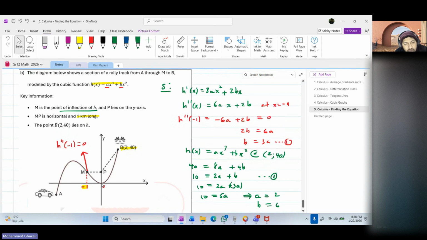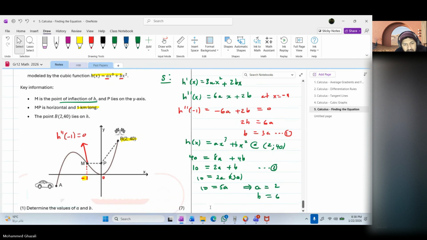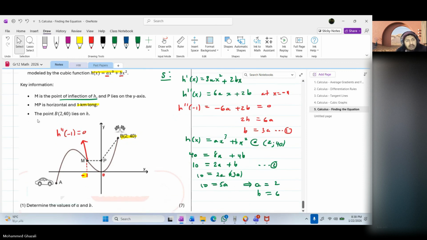Because that point is 0. What did they tell us about P? P lies on the y-axis. MP is a horizontal line. We can find the horizontal, we can find this distance here. We can just apply, see what's happening here now. You can think about this triangle. Should we use a triangle or Pythagoras?